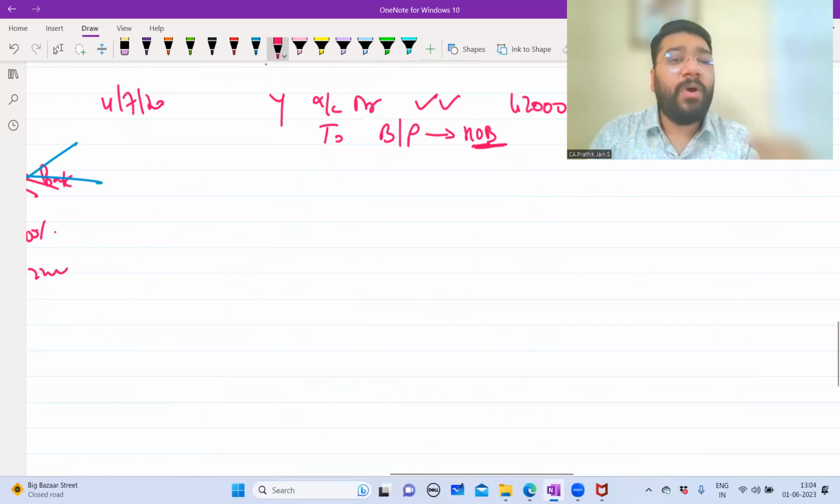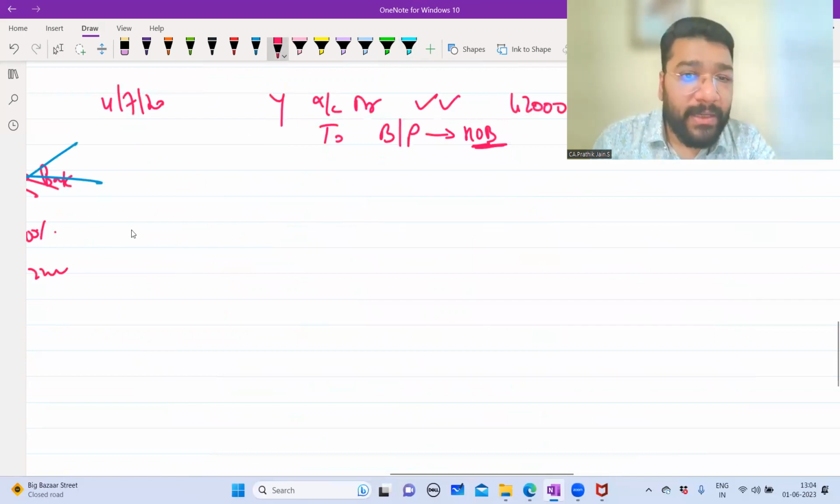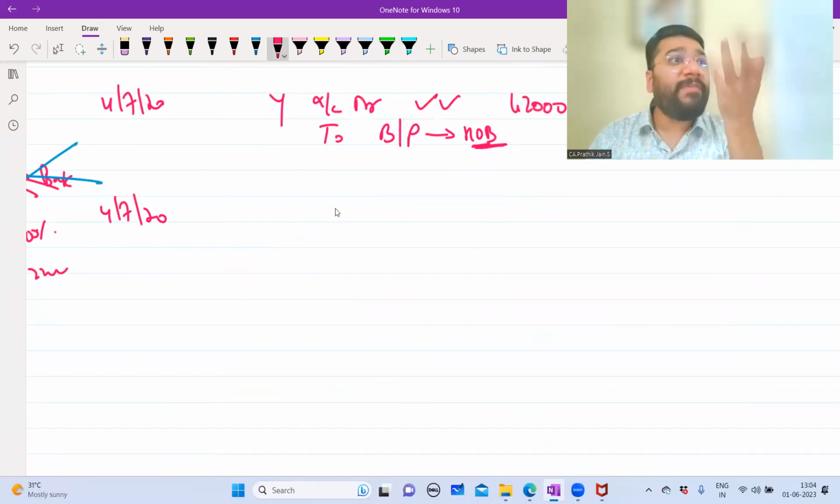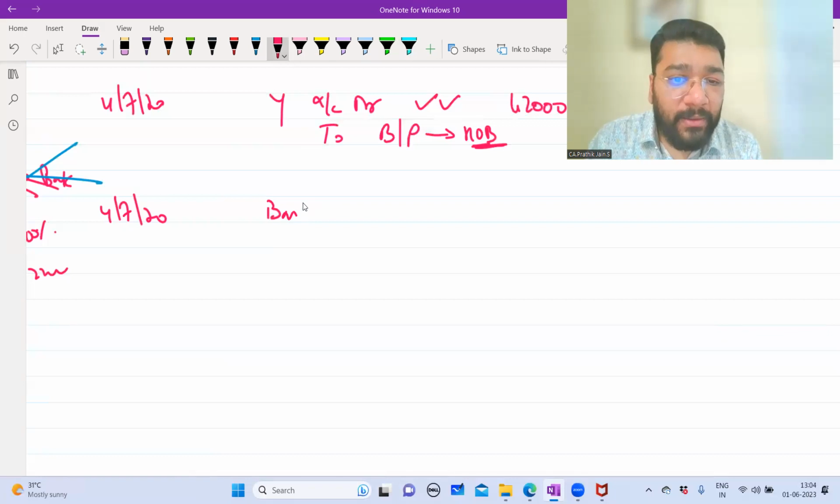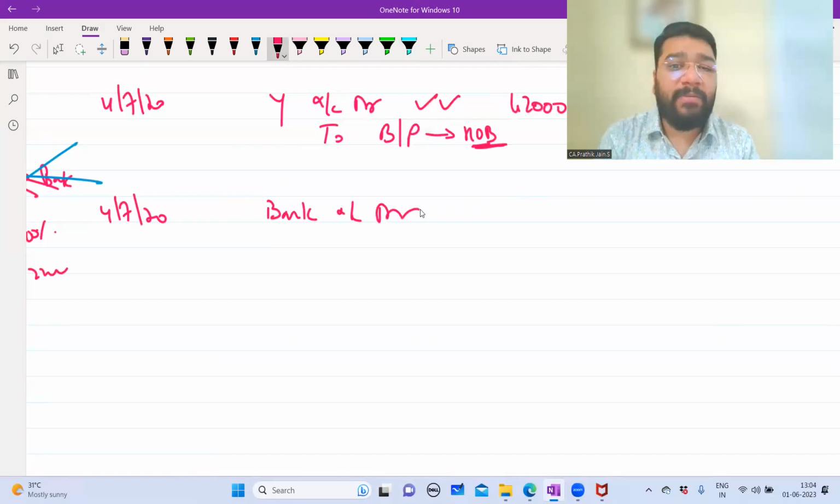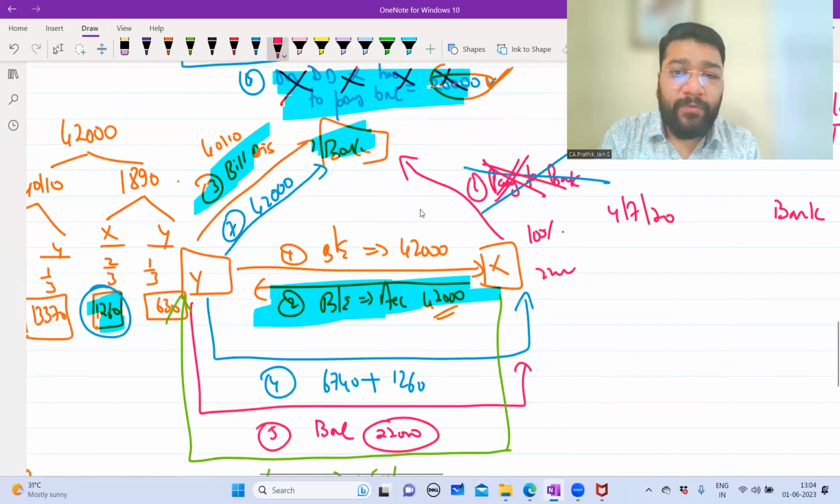So on the due date, that is on the second bill drawn date, the bill is drawn on 4th of July. So on 4/7/2020, we are receiving money from whom? We are receiving from Y. So bank account debit. Sir, how much money are we receiving? Sir, 6,040 we are receiving.